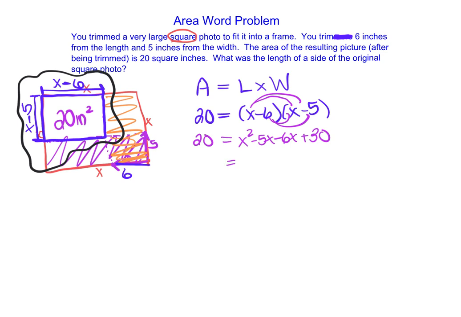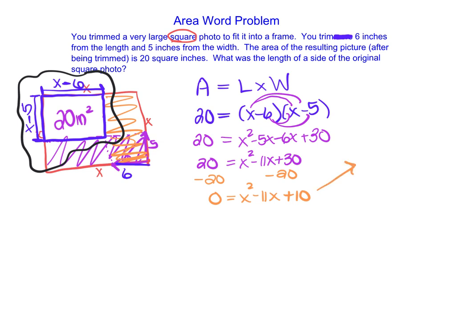Then I can combine some like terms. So I have x squared minus 11x plus 30, which still equals 20. Now, if I'm going to use any factoring strategies to help me solve this, I need to get this set equal to 0. So I'm going to subtract 20 on each side. So we have 0 is equal to x squared minus 11x, and then 30 minus 20 is a positive 10. So we now have something that we can actually factor and solve.